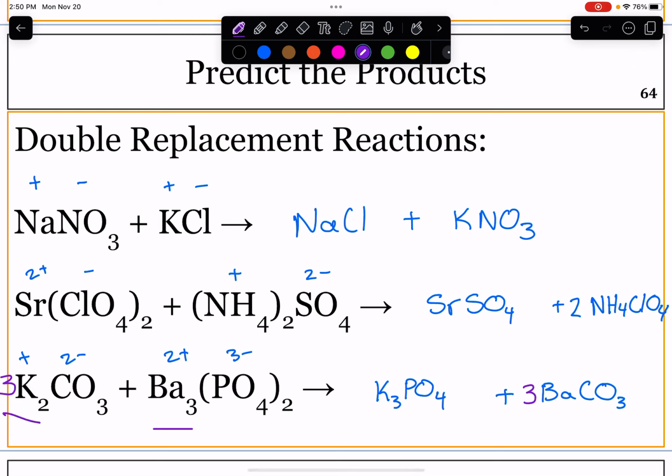This gives us 6 potassiums. So if we put a 2 right here, therefore we've got 6 potassiums on this side as well. This 2 gave us 2 whole phosphates, which we already had 2 phosphates on the left-hand side with this subscript 2. Oops. There. Now everything on this page is balanced.